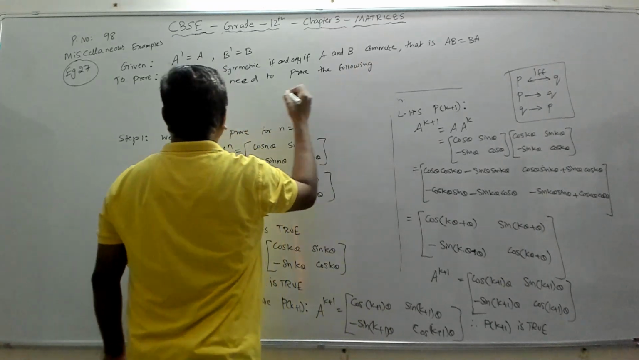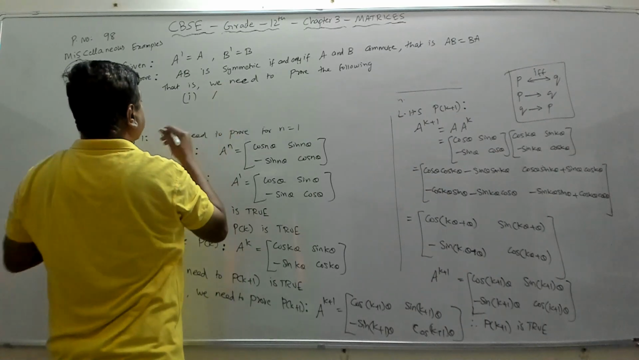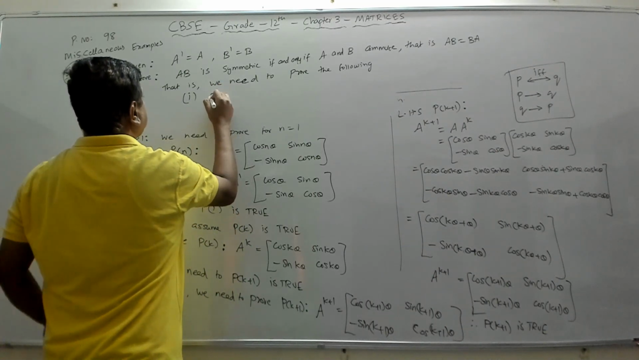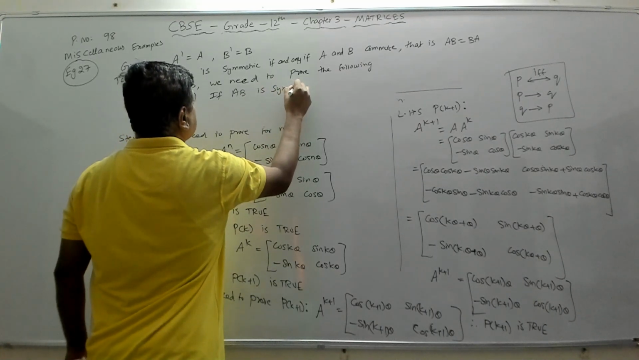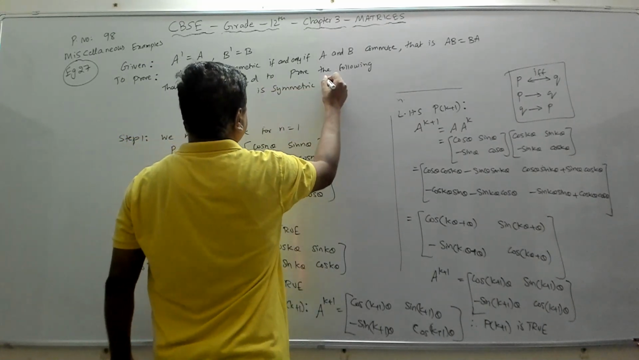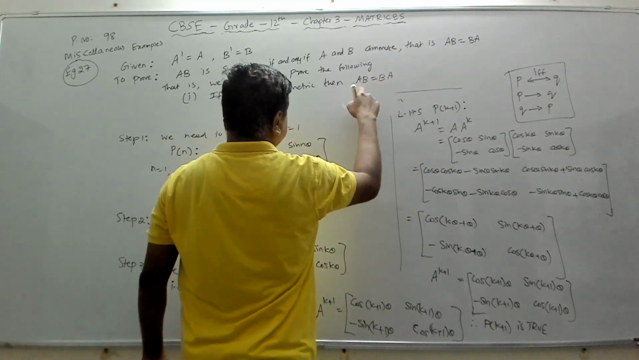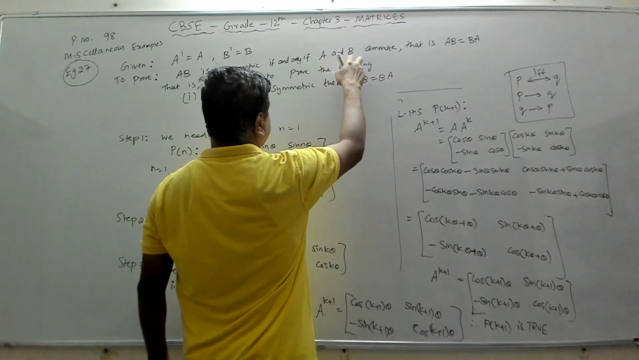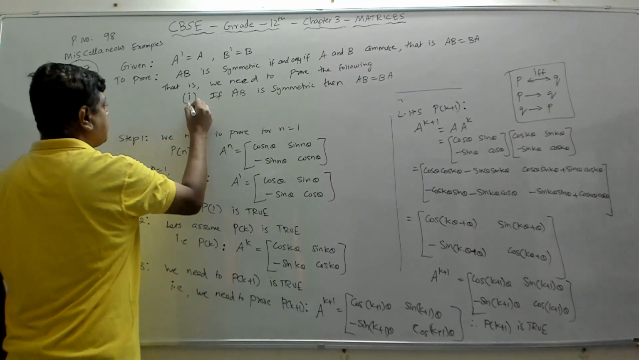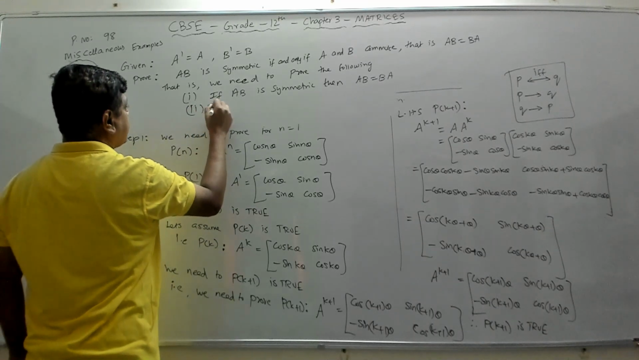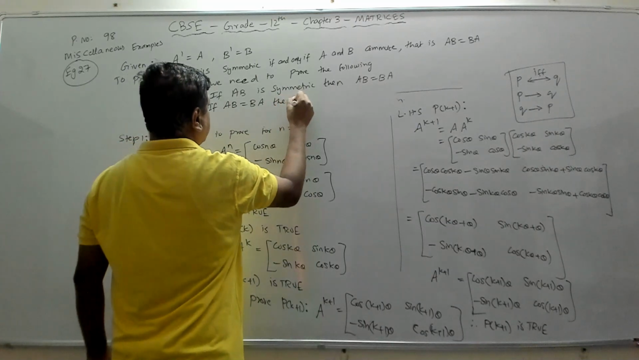What are they? First part is, we have to prove if AB is symmetric, which means AB is a symmetric matrix, then AB equal to BA, which means A and B commute. When you say A and B commute, it means AB equal to BA. This we have to prove. Second is, we have to prove if AB equal to BA, then AB is symmetric.